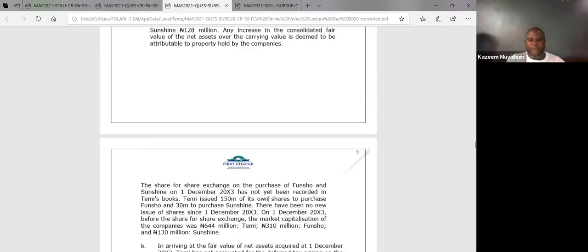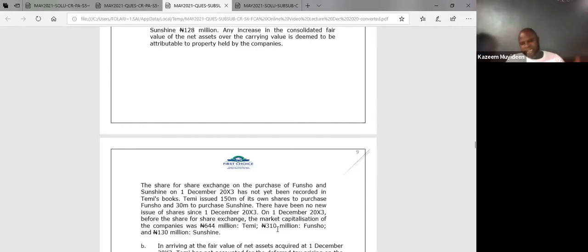Temi issued 150 million of its own shares to purchase Funsho and 30 million to purchase Sunshine. There have been no new issues of shares since that day. It must be issued share for share exchange, share consideration. It must be issued at the market price per share of the parent. On 31st December 2003, both the shares for share exchange, the market capitalization of the company, 644, they've given me the total values of shares, current values of shares in the parent company is 644 million.